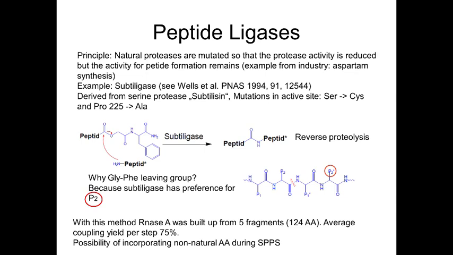protease activity by inserting mutations, and one of the examples that is known is the formation of aspartame, which is an artificial sugar, or a sugar with fewer calories than the carbohydrates. This is an industrial example where peptide ligases are commercially used.